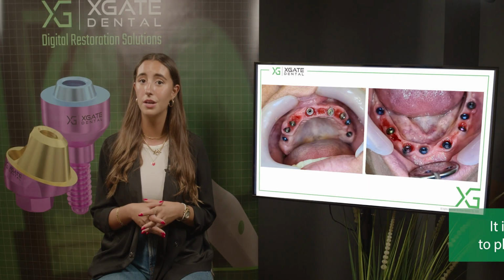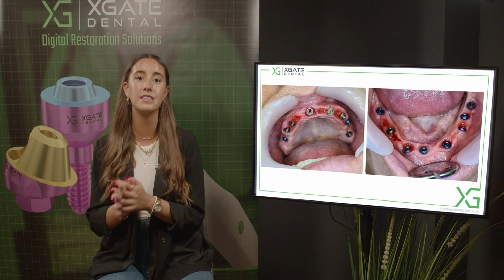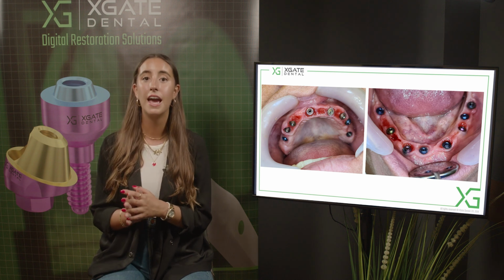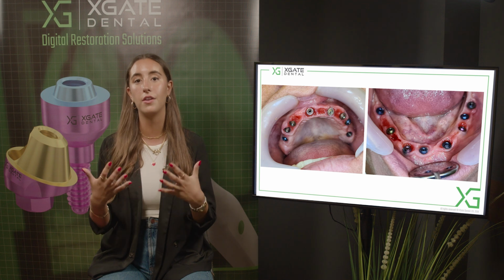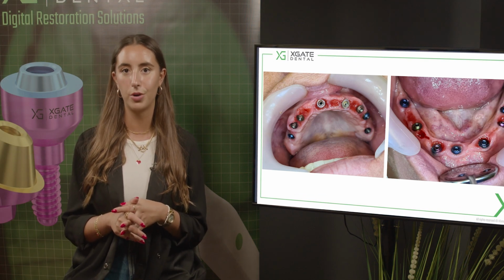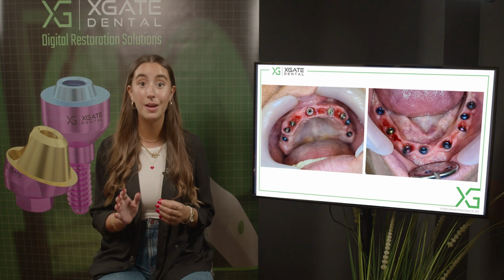You can see that after some time, we took off the bridge, and you can see the healing of the gingiva, that you have indentation for the teeth, and that it will look like the teeth coming out of the gingiva. It's something you want to form in the process of the temporary bridge. It's also something that's quite important.